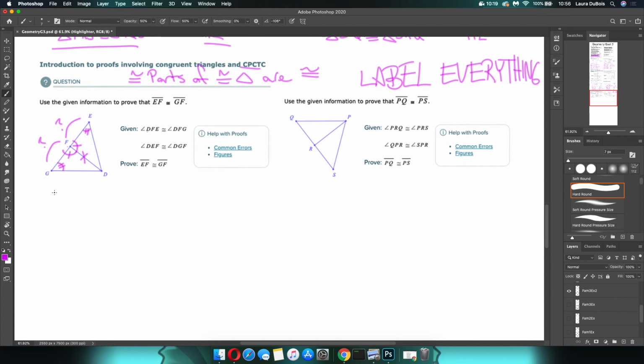So we start with our givens. We are told that angle DFE is congruent to angle DFG because it was given. Then angle DEF is congruent to angle DGF because it's given. And then, oh shock of all shocks, DF is congruent to DF because of the reflexive property.